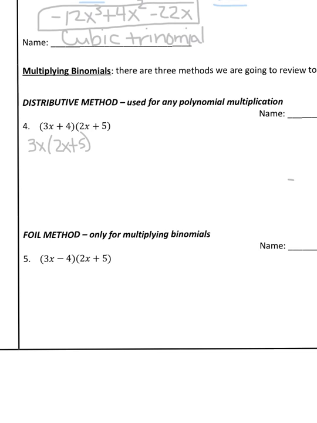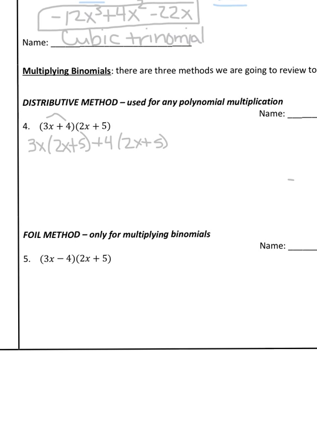And then we're going to take the 4, so plus 4 times the 2x plus 5, because you have to multiply everything in this binomial by everything in that binomial. So we're going to split this binomial apart here, and we have 3x and we have 4, and we're going to multiply both of those terms by the 2x plus 5.